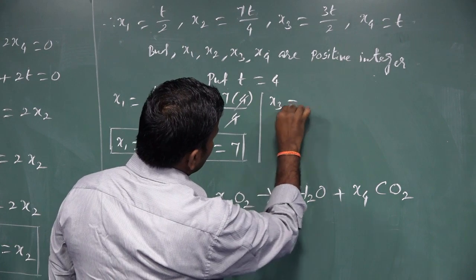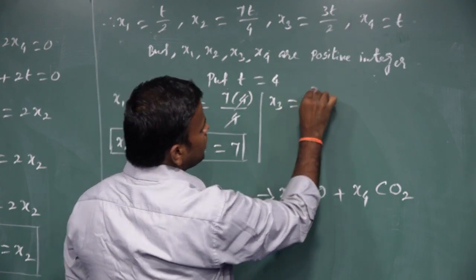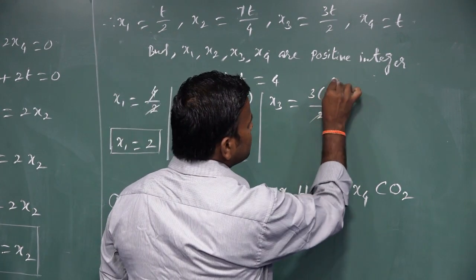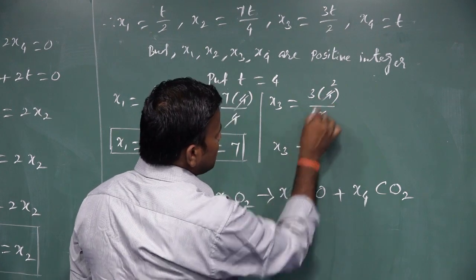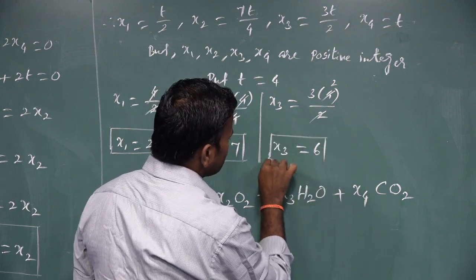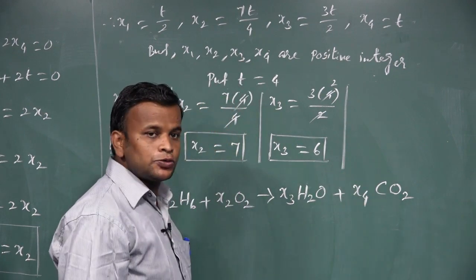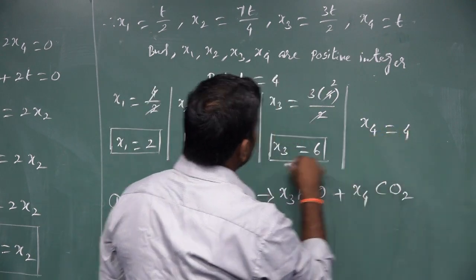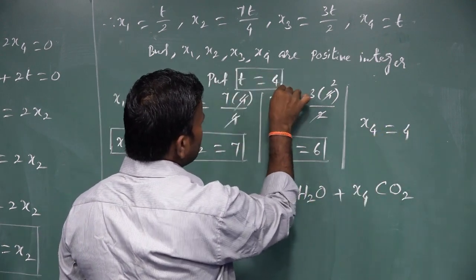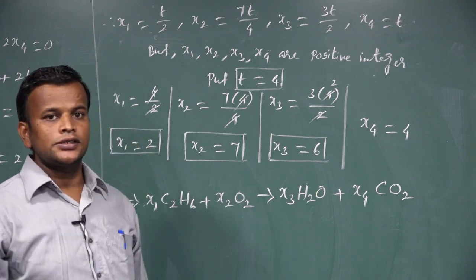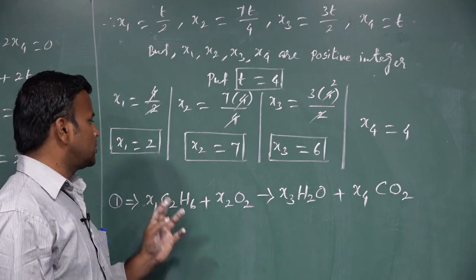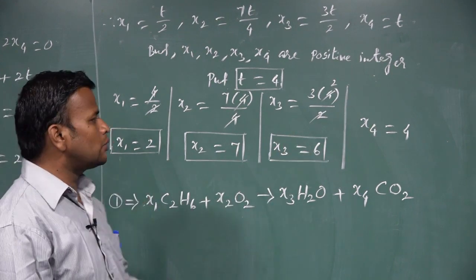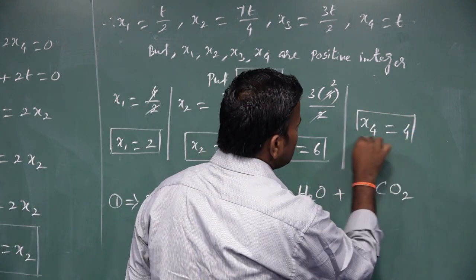x3. The value of x3 is 3t by 2, that is 3 times 4 by 2, which is possible, and x3 is 6. Last, x4 is t, and the value of t is 4. Now we put the value of t is 4, or we could put 8, 12, 16 like this. But our final aim is that all the values of x1, x2, x3, x4 are positive integers. Now you see all values are positive integers.